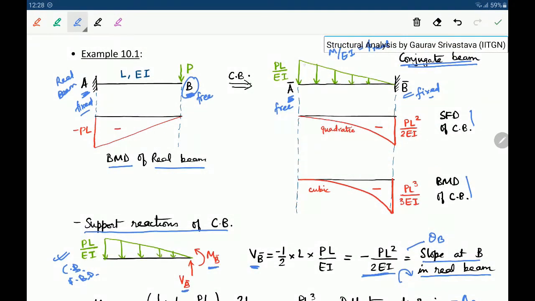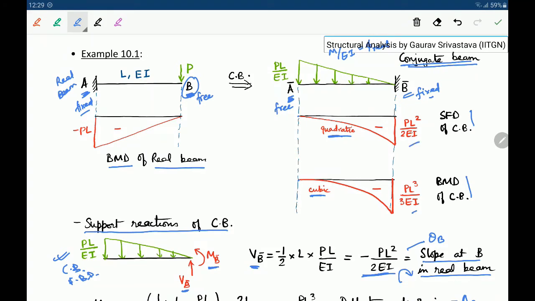Now, since the load intensity is linear in nature, the shear force diagram is going to be quadratic, and the bending moment diagram is going to be cubic, and at the free end, both the shear force and bending moment of the conjugate beam will be 0, and at the fixed end B bar, we have just calculated them, so they will take on these values.